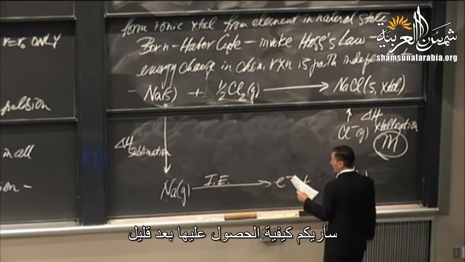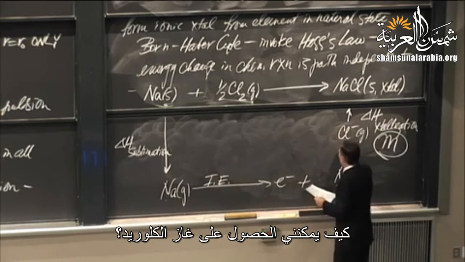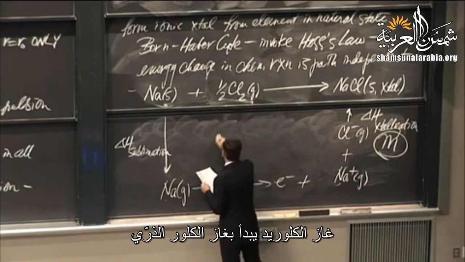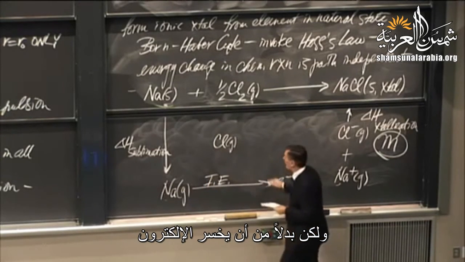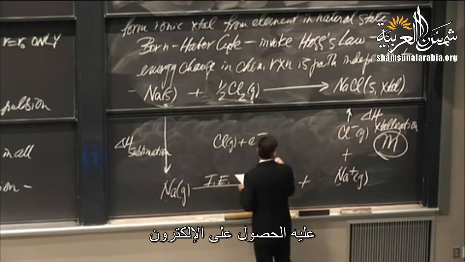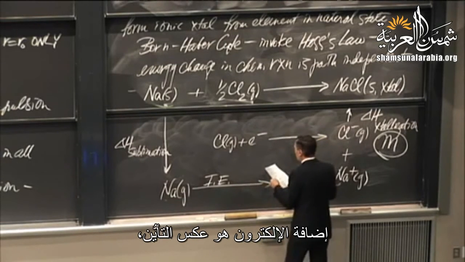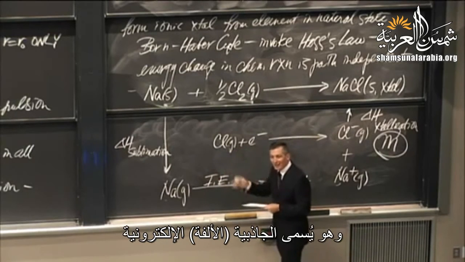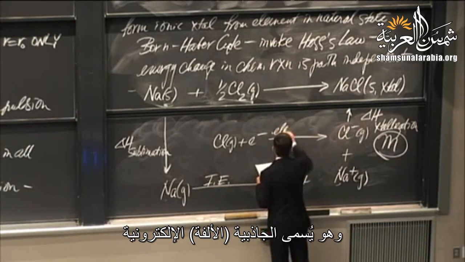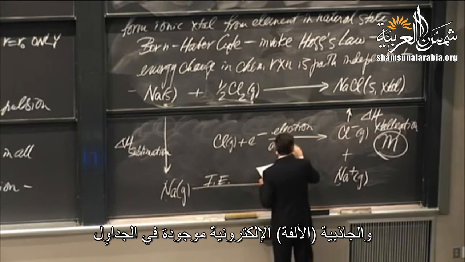I'll show you how to get that in a second. And now how do I get chloride gas? Well, chloride gas is going to start with atomic chlorine gas, but instead of losing an electron, I've got to acquire an electron. And this action of adding an electron is sort of an inverse ionization, and this is called electron affinity. And there are tables of electron affinity.